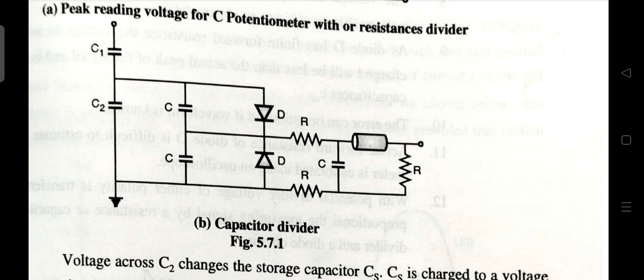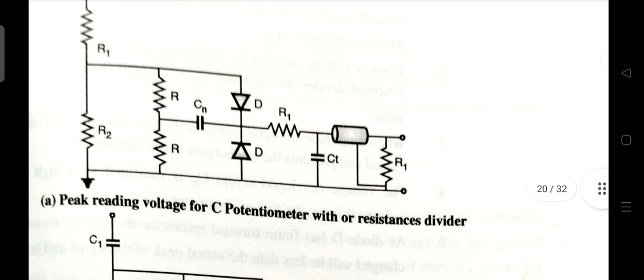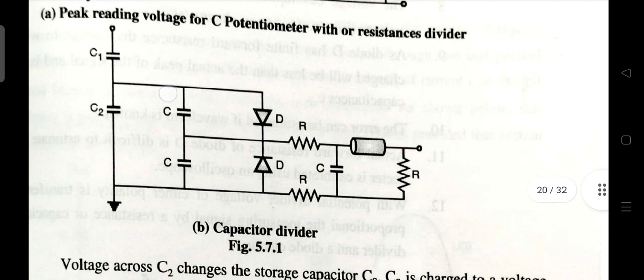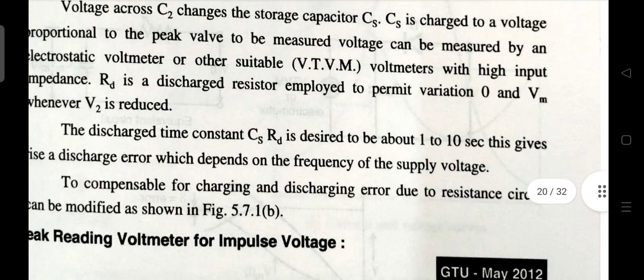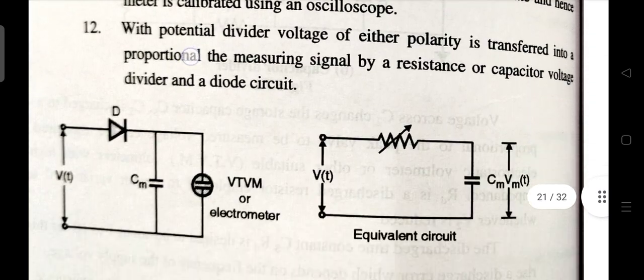To compensate for charging and discharging error due to the resistance circuit, we can modify this circuit with the capacitor divider circuit. Now, the peak reading voltmeter for impulse voltage. The methods are similar to those employed for AC crest value measurement. The instrument is normally connected to the low voltage arm of the potential divider. The basic circuit for the peak reading voltmeter for impulse voltage is given here.